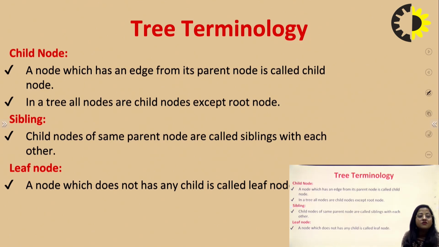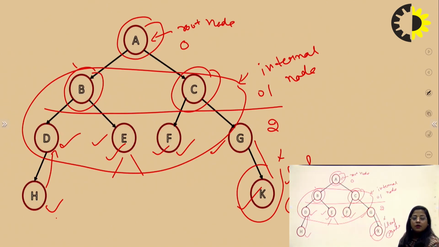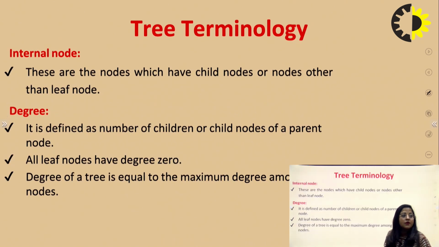Now comes the next node, the leaf node. A node which does not have any child is called a leaf node. Now come to the internal node. In tree terminology, internal node means a node in between. These are the internal nodes. So an internal node is a node which has a child, other than the leaf nodes.